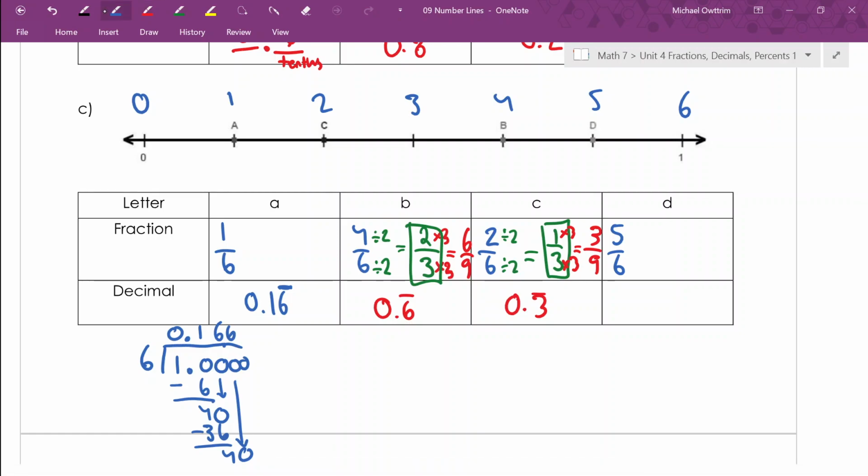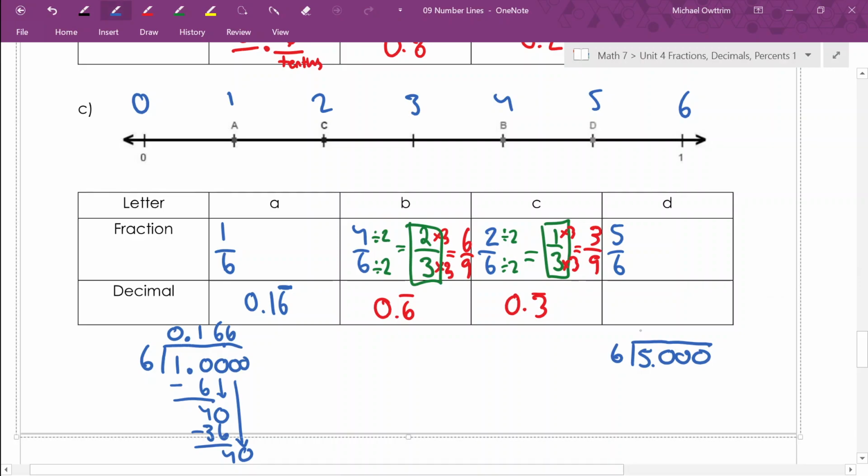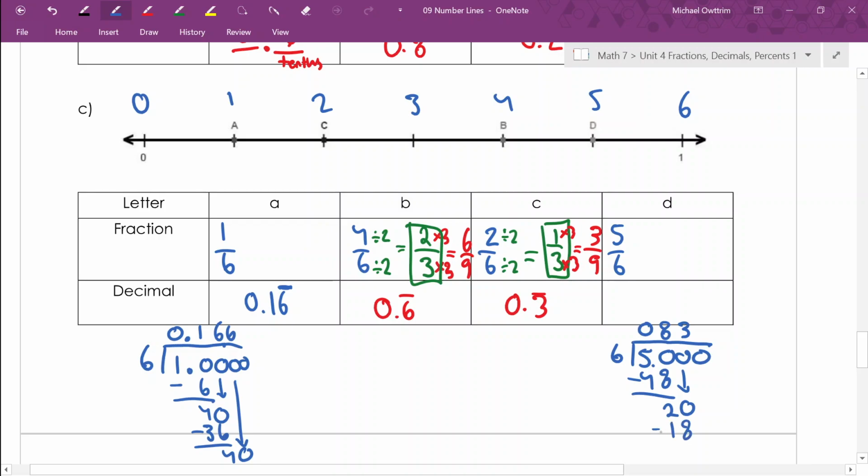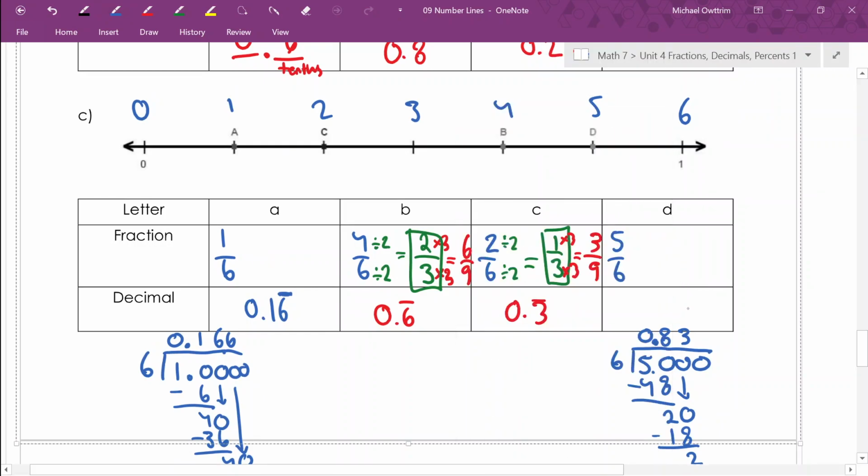Our last one here, 5 out of 6, we again probably need to long divide that one. So we're going to divide 5 by 6. And remember, 5 is 5.000 as many times as you need. 6 goes into 5, 0 times. 6 goes into 50, 8 times, creating 48. Taking away leaves us with 2. 6 goes into 20 3 times, creating 18. Taking away leaves us with a 2, and we're now in a loop. So we know it's 0.83 repeating. Again, notice the repeating bar only goes over the 3 and not the 8.